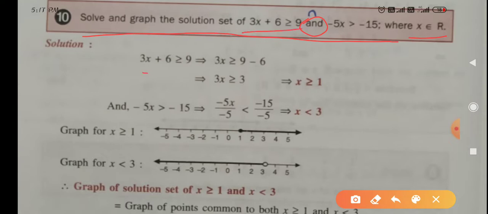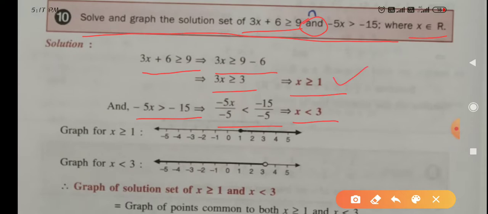This inequation, 3x plus 6 is greater than or equal to 9. 3x is greater than or equal to 9 minus 6. 3x is greater than or equal to 3. x is greater than or equal to 1. Next inequation, minus 5x is greater than minus 15. Both the sides you divide by minus 5. The inequality sign will change. x is less than 3.